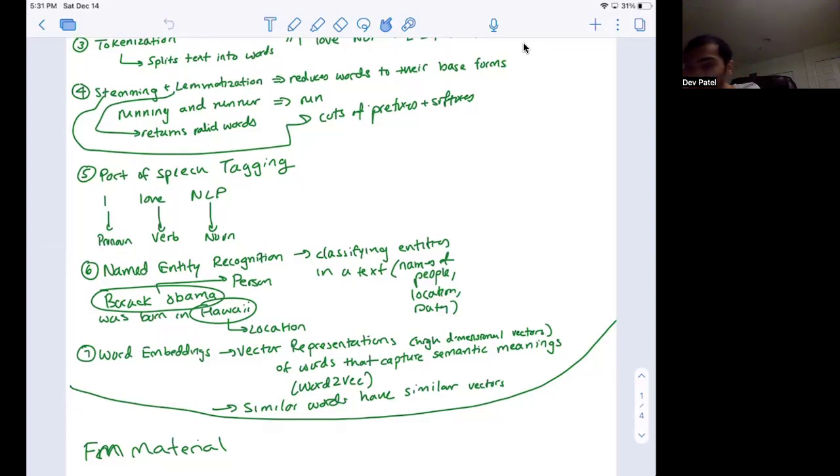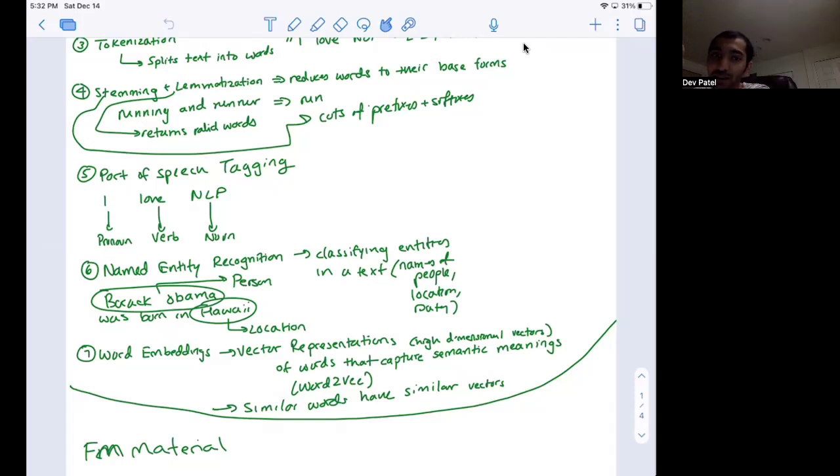Next, we have word embeddings. So obviously, when we're doing any machine learning model on text data, we can't just do it on the text itself. We need a way to convert that text into a vector representation, and that's where these different word embeddings and different algorithms to do that come in.